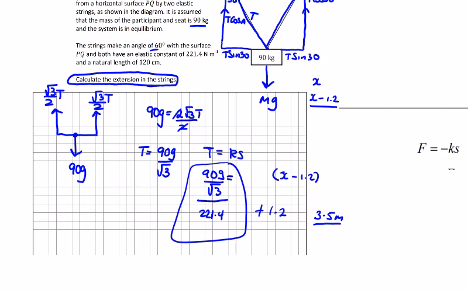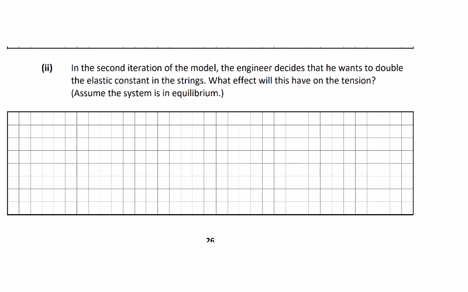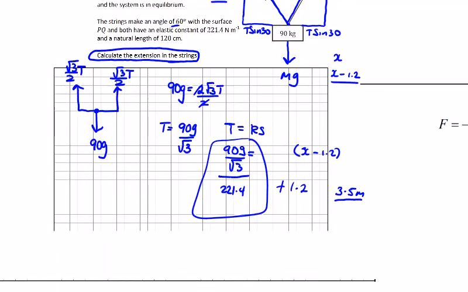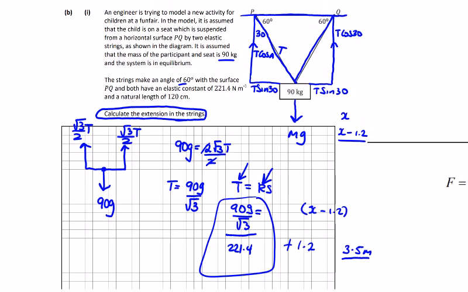A couple more parts to this one. In a second iteration of the model, the engineer decides that he wants to double the elastic constant. What effect will this have on tension? Well, we saw here that changing the elastic constant, if that is a different number, is not going to affect tension. It'll affect the length that the string is brought down by. But obviously the tension will still be the same, the angles are all still the same.